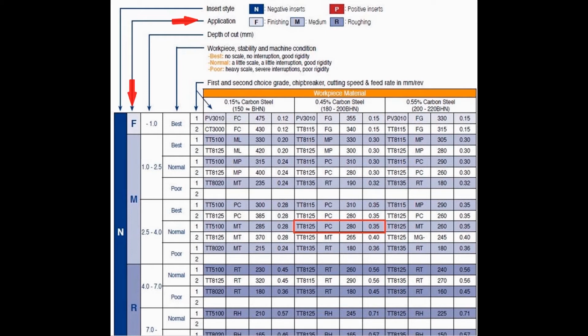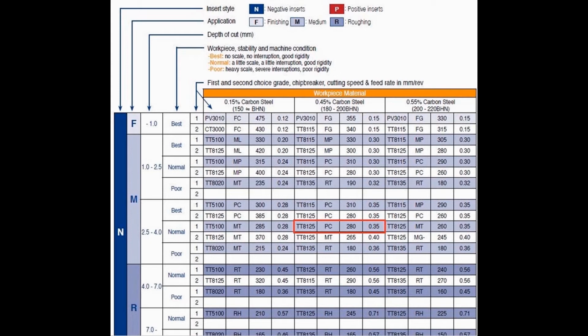Now decide on the application, roughing, medium machining or finishing. Medium machining is merely roughing with a smaller depth of cut. Based on this, look at the F, M or R row in the second column. Now decide the depth of cut that you want to use and look at the corresponding row. If you want to use a depth of cut of 3 mm, for example, you would look at the row 2.5 to 4.